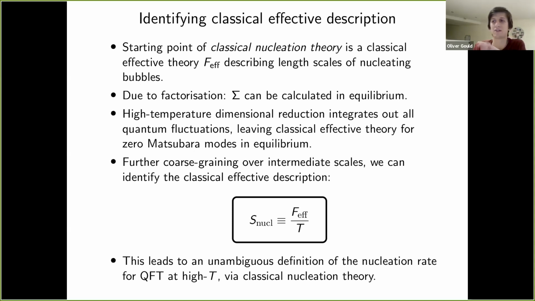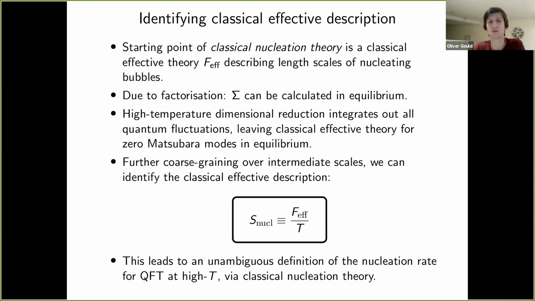Now going back to classical nucleation theory, so I'm getting to the end now. The starting point of classical nucleation theory is this effective free energy, describing the length scales of the nucleating bubbles. And due to factorisation, we can calculate the main part of the nucleation rate in equilibrium. Now, high temperature dimensional reduction, as I just described, integrates out all these non-zero Matsubara modes and hence all the quantum fluctuations, leaving just these zero Matsubara modes, which are a classical effective theory in equilibrium. Hence, by integrating out both the thermal scale and any intermediate scales, or coarse graining, we can identify this classical effective description with this nucleation action.